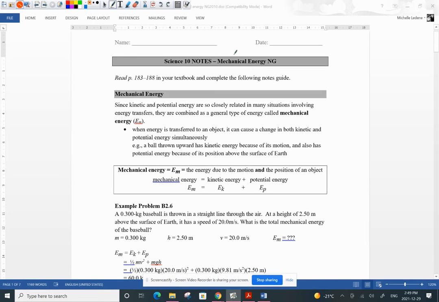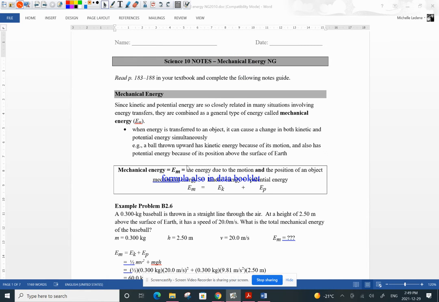So then what is this mechanical energy? Well, mechanical energy is kinetic plus potential. They're added up. It's the energy due to motion and position. So kinetic energy, motion of an object, plus the potential energy, the stored energy that that object has.